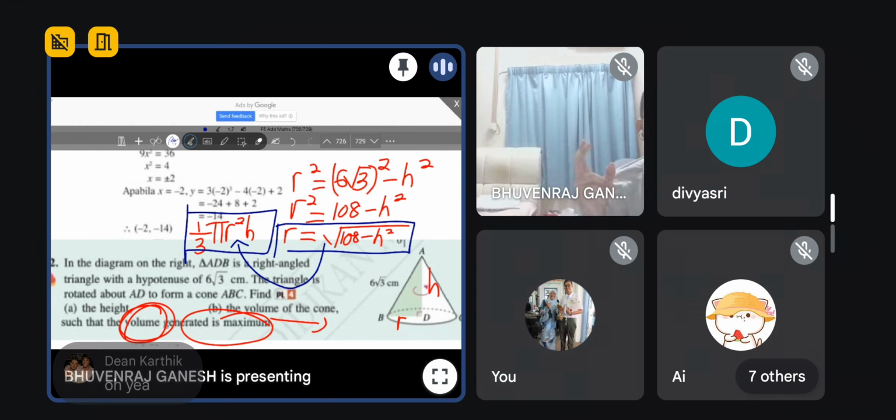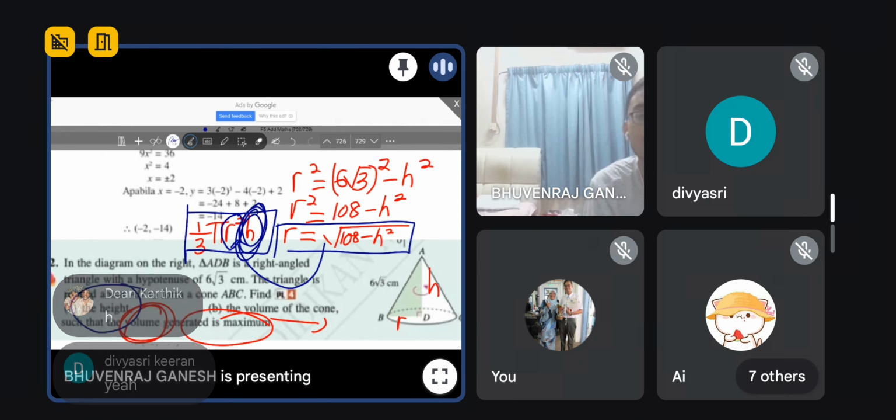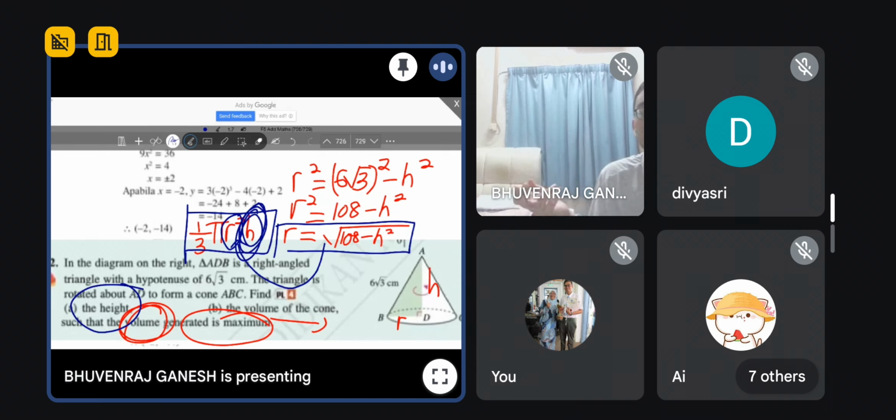Okay, why do I substitute R and not substitute H? Can anyone tell? Because we want to find the height. Kita nak cari ketinggian. If you want to find the height, you cannot substitute the H with R. Do you all understand? Because if you substitute H with R, you differentiate, you still get R. So you will find the R only. You cannot find the H. So that's why we substitute all the R with the H. Okay, you must be clear on the process, which one we use.